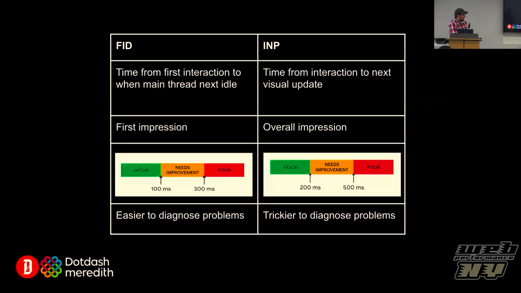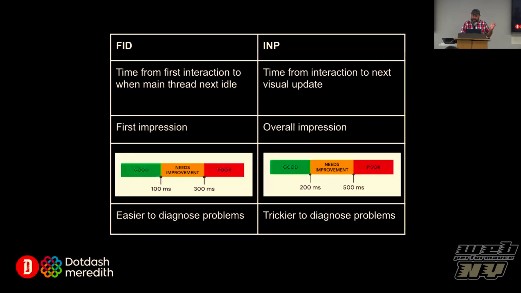A little table summarizing most of what I said. First input delay, interaction to next page. Here you can see the difference too in what makes for a good first input delay versus a good interaction to next page. The numbers are a little different.